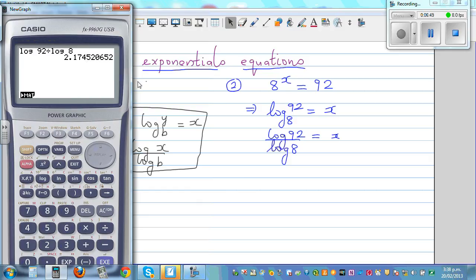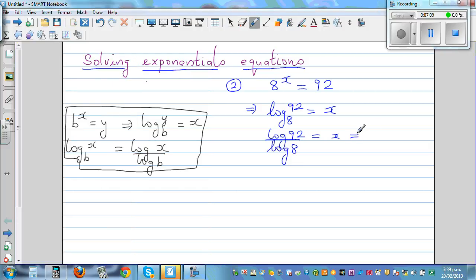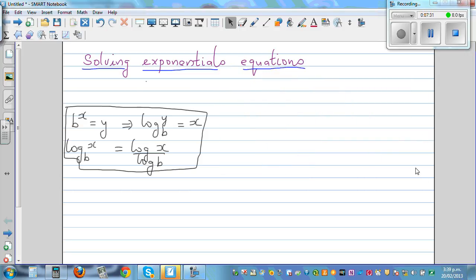So if you go 8 raised to shift answer, it should give you 92. I have to delete it, okay, equal, yeah, 92. So the answer is 2.17. So you can say x is equal to 2.17 in 2 dp. Okay, so let me cancel this and write a new equation.